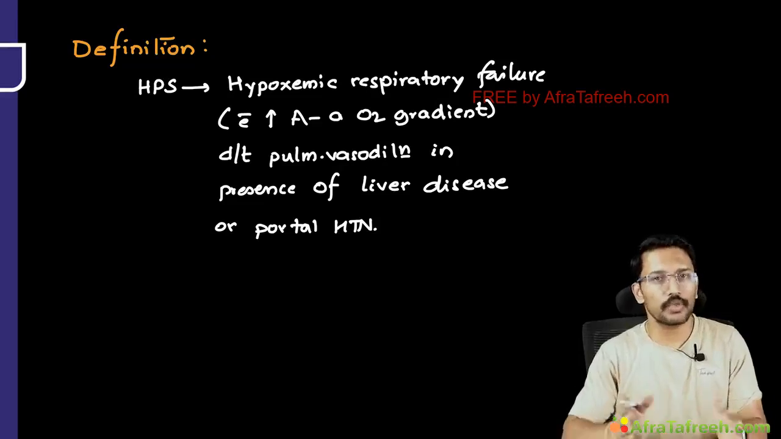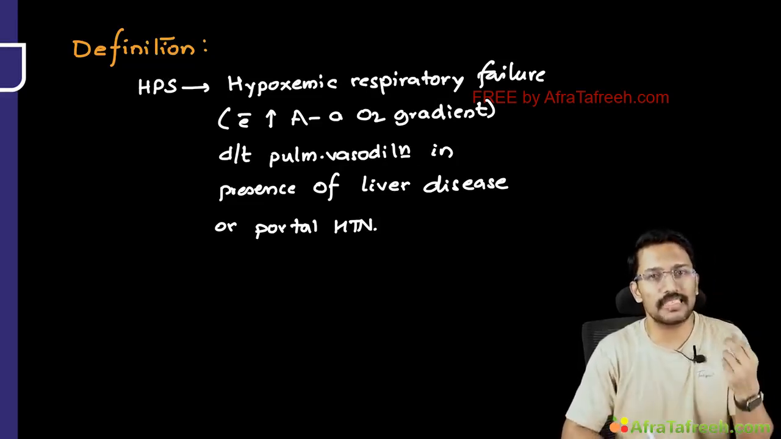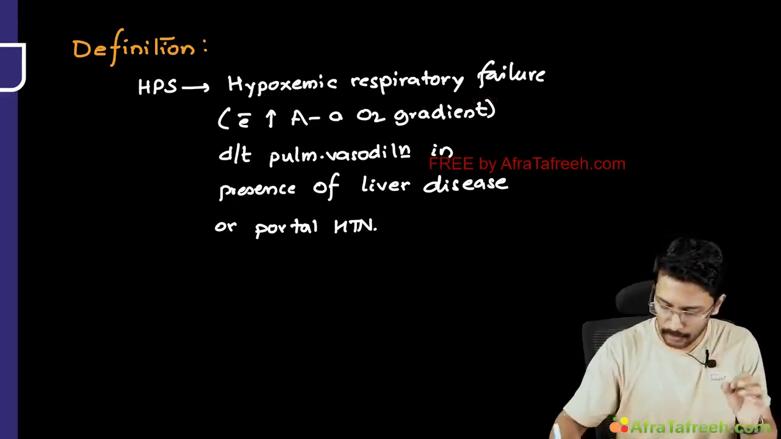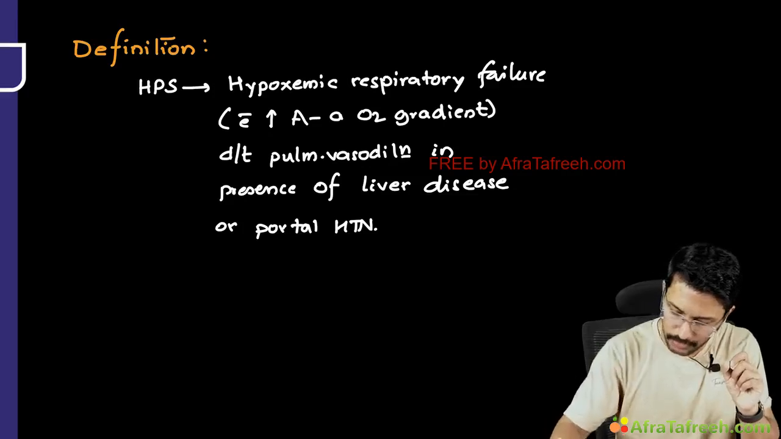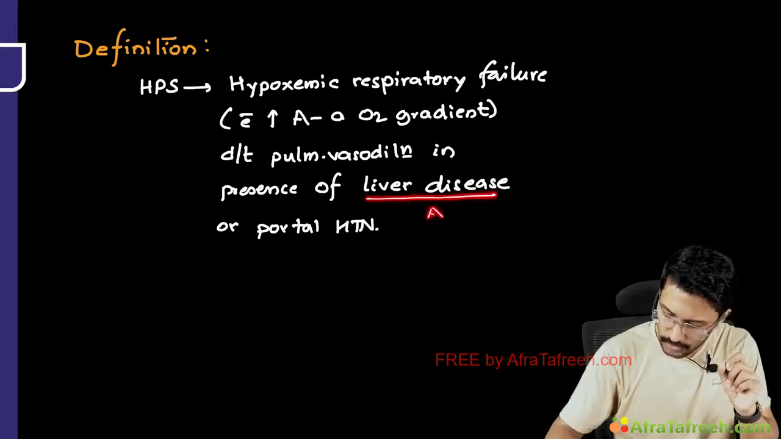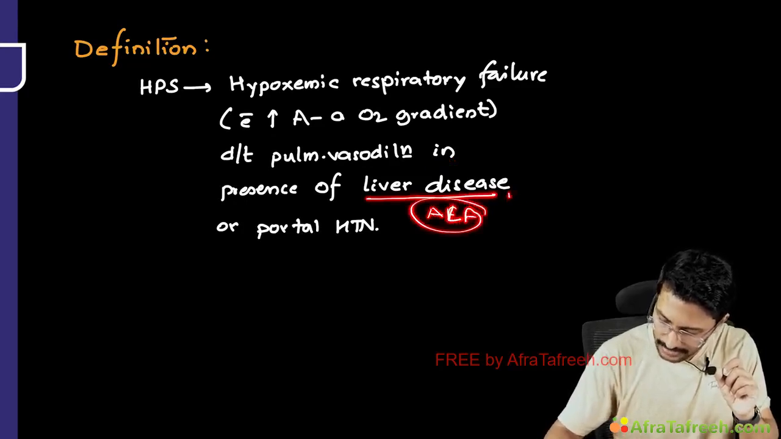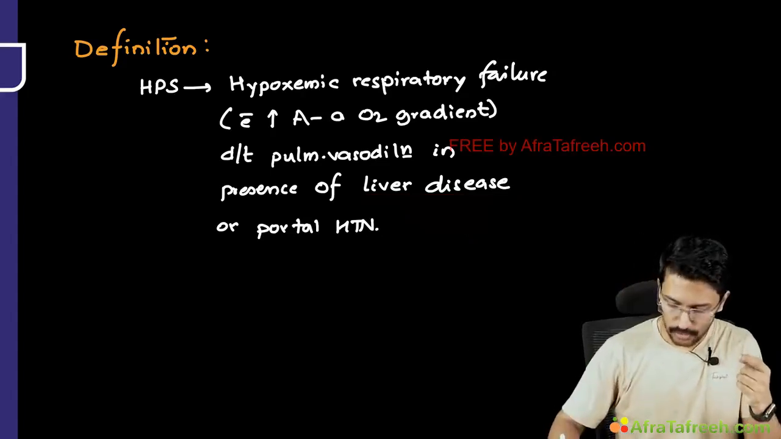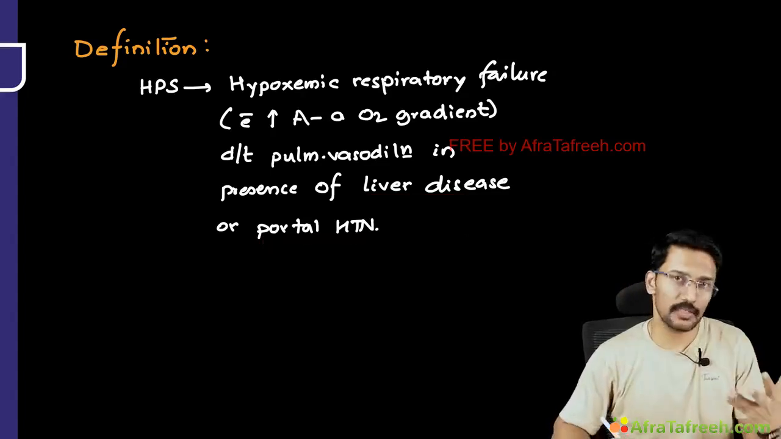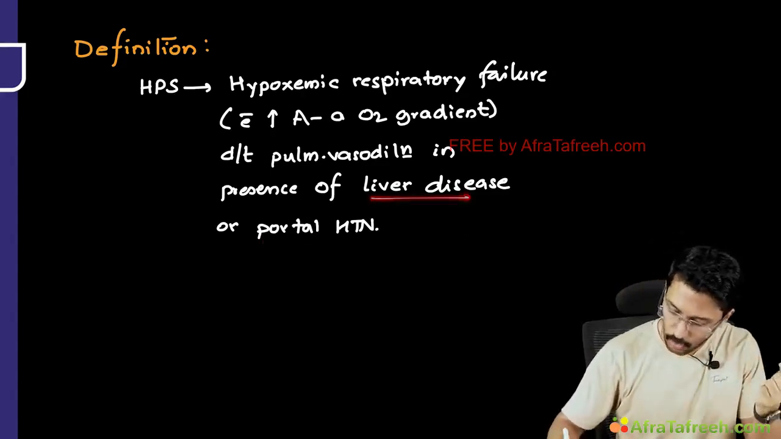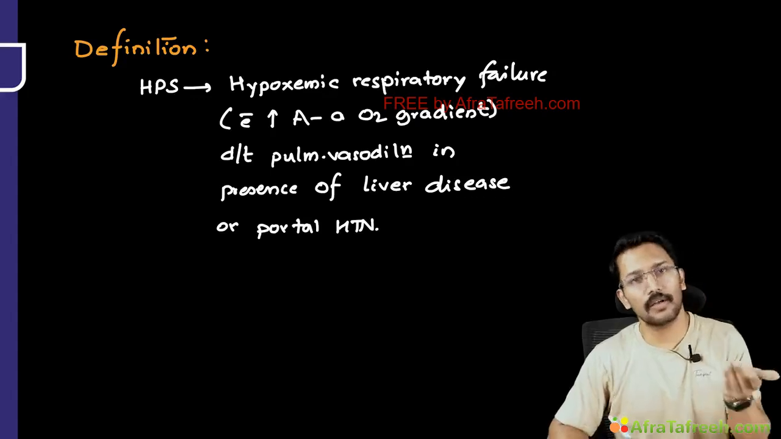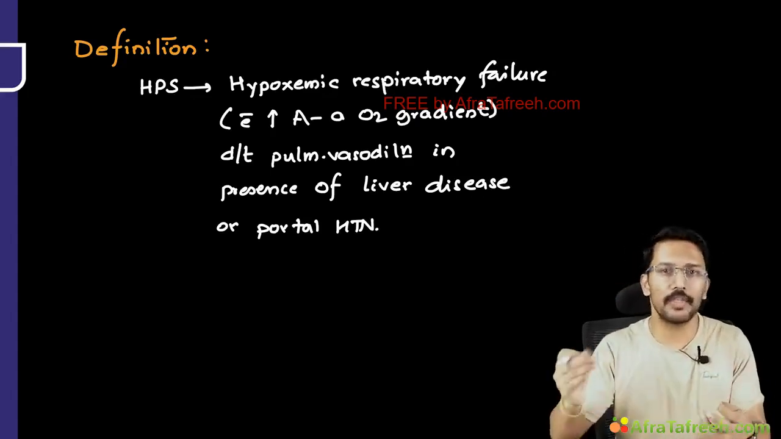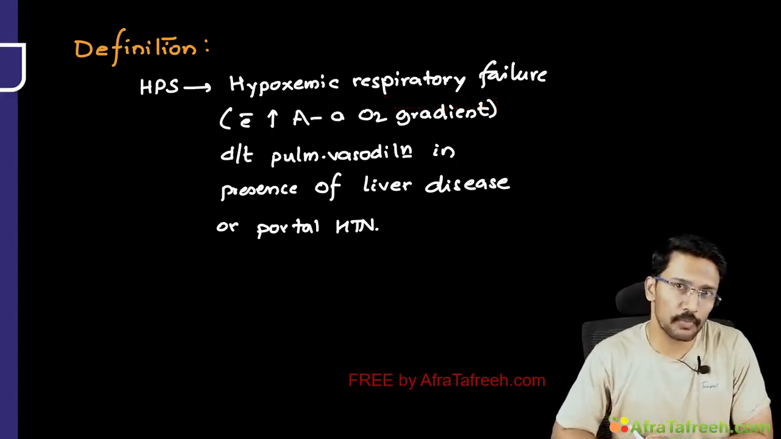Well, I do agree that most cases of hepatopulmonary syndrome are diagnosed in patients with CLD and portal hypertension. But we have to also remember that hepatopulmonary syndrome can also occur in patients who have acute liver failure, and in patients who have non-cirrhotic portal hypertension. That is why in this definition I'm saying liver disease or portal hypertension. Any one of them present is sufficient to lead to hepatopulmonary syndrome, though in most cases it is CLD with portal hypertension.